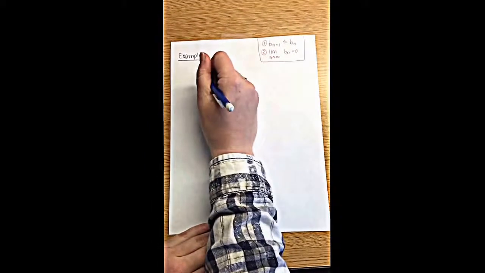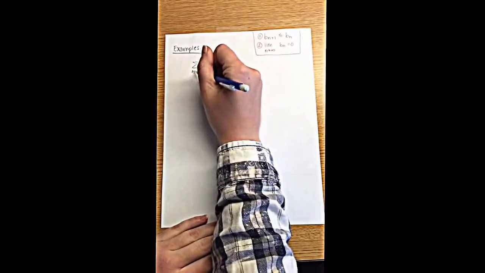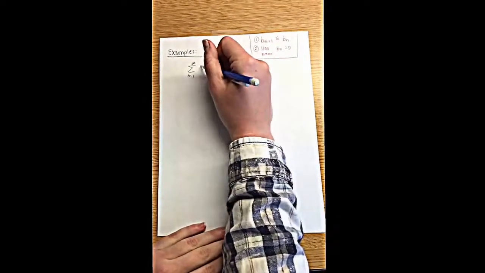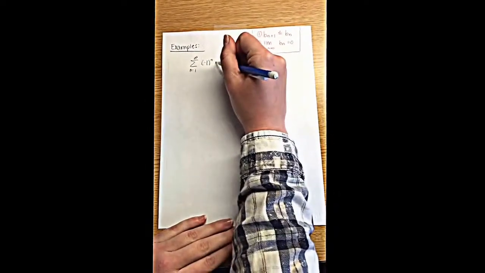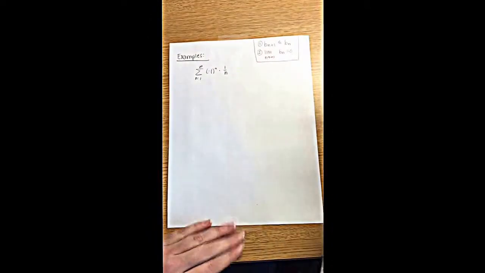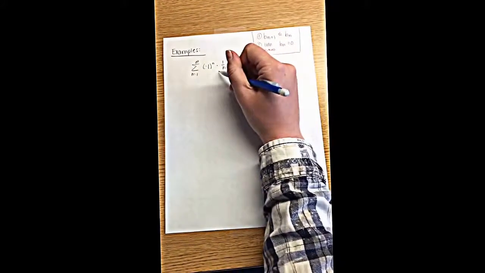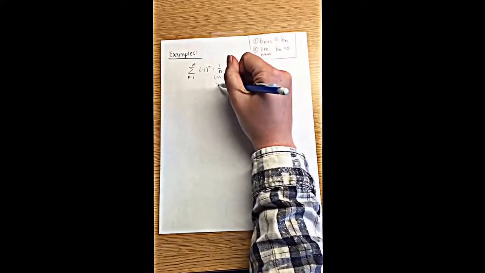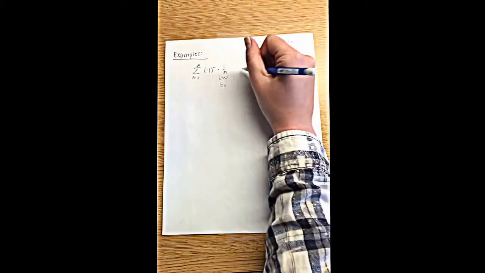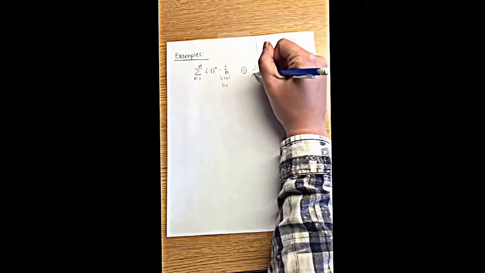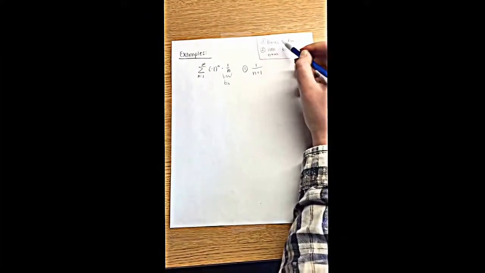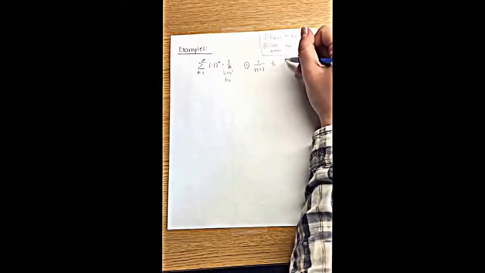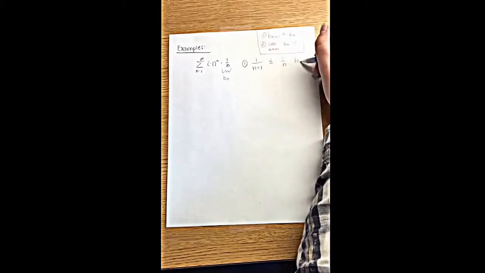A fairly simple example would be the series from 1 to infinity of (-1)^n times 1 over n. And up here I have written out my conditions just for reference. Now we know that 1 over n would be our b sub n. So now we take it to the conditions. First, is 1 over n plus 1, which would be our b sub n plus 1, less than or equal to 1 over n for all n?